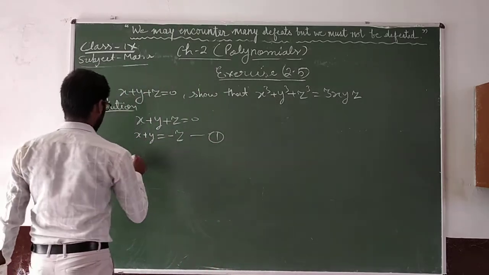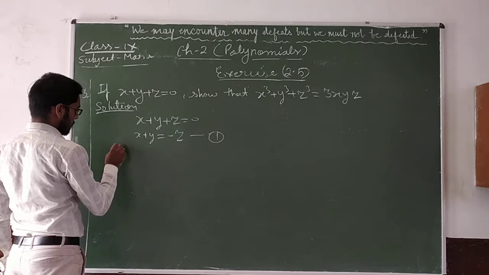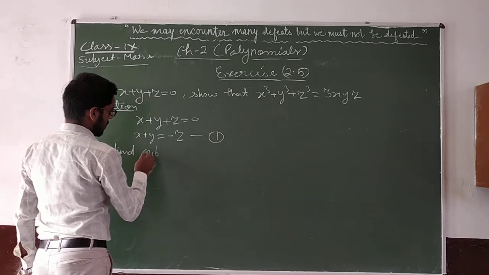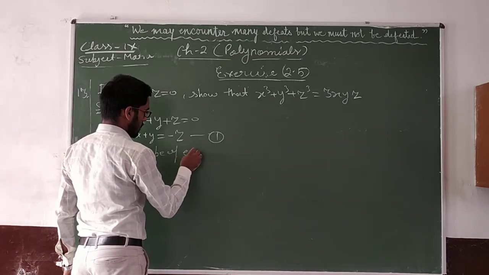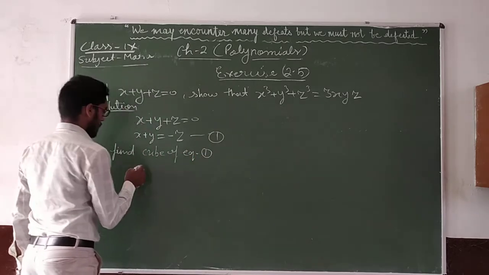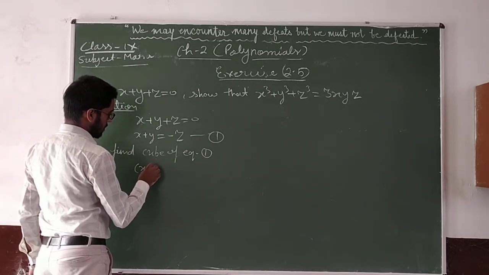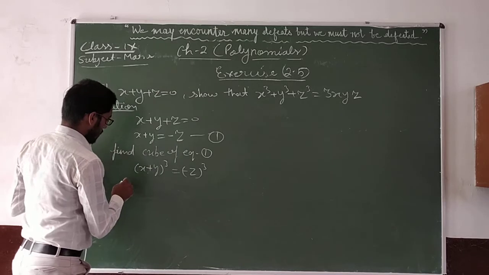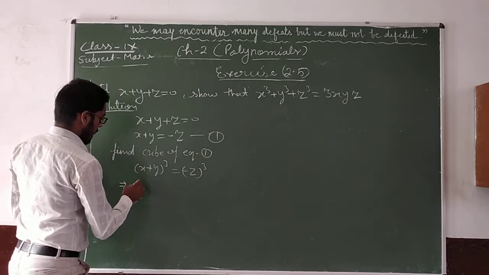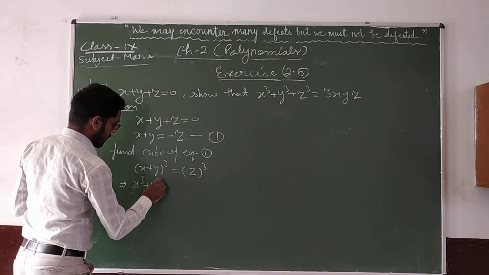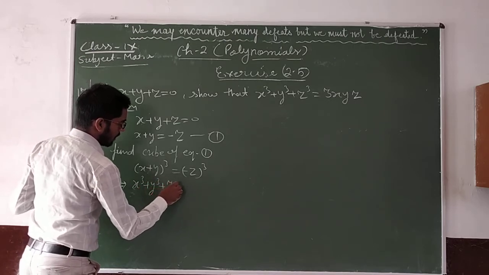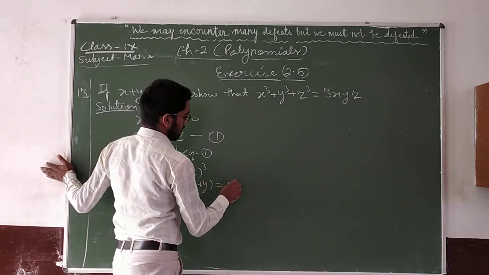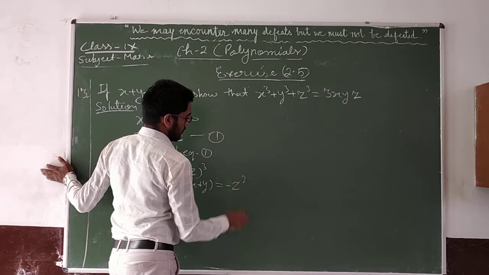Now, find the cube of the first equation. The first equation can be written as x plus y to the whole cube is equal to minus z to the whole cube. You will write it as x cube plus y cube plus 3xy in bracket x plus y is equal to minus z cube.